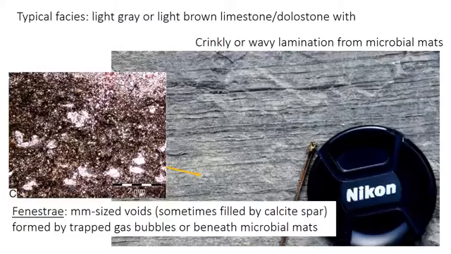So fenestrae form when gas bubbles from decaying organic matter or other sources get trapped beneath the microbial mats. It creates a small void space that may eventually get filled in with calcite during burial of the rock.